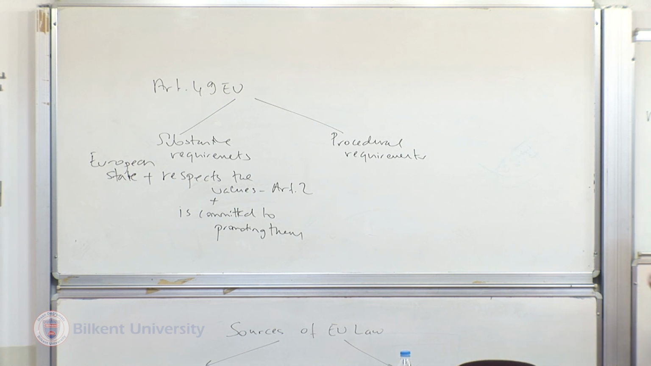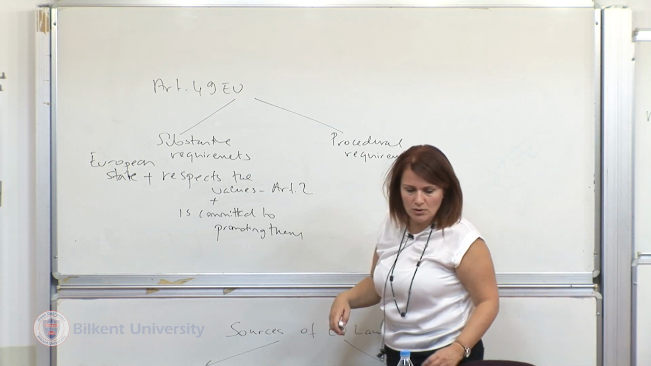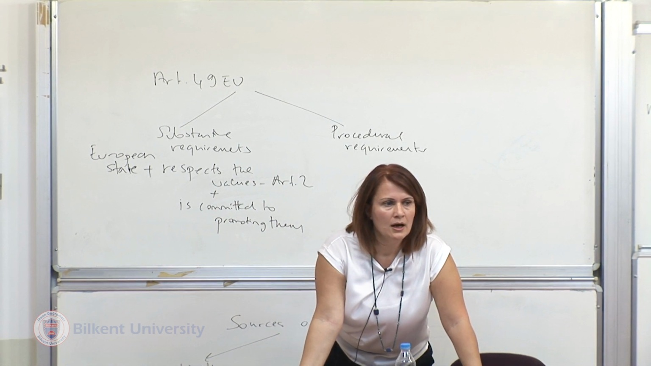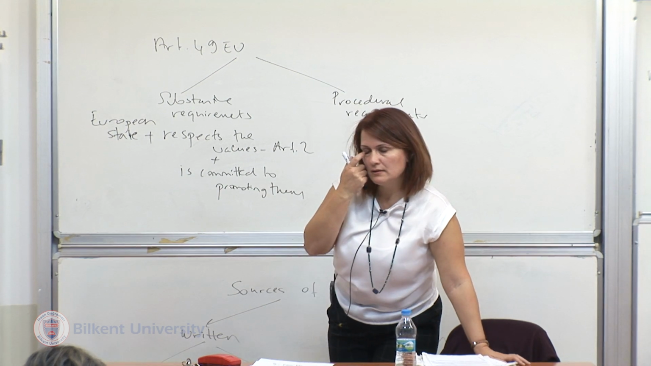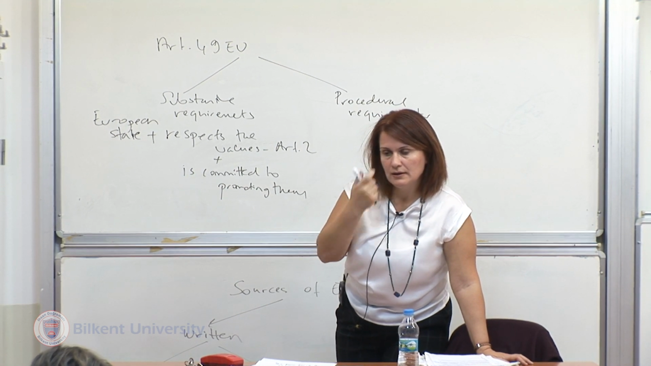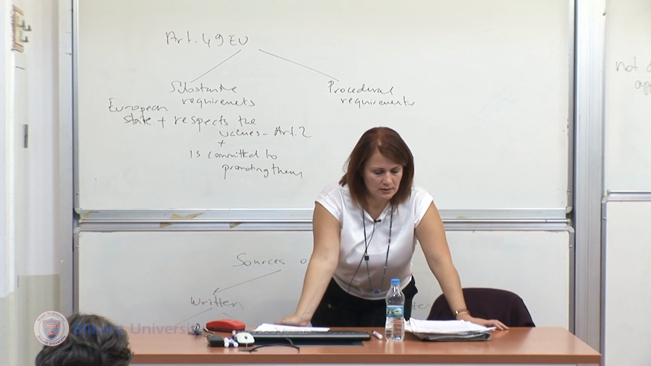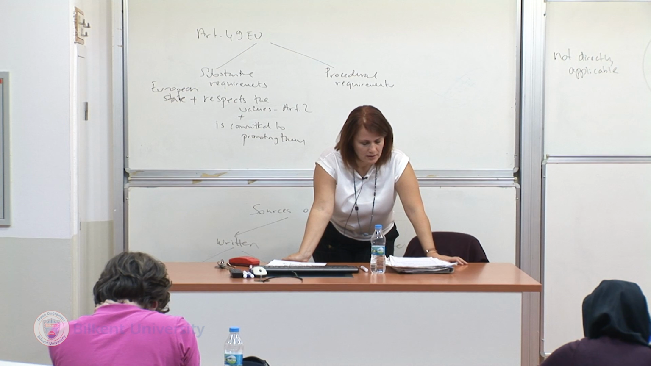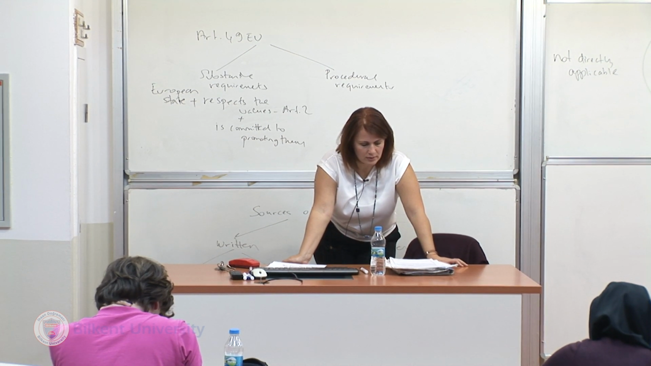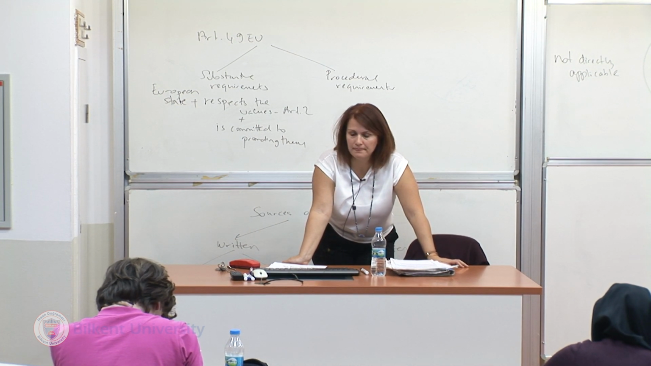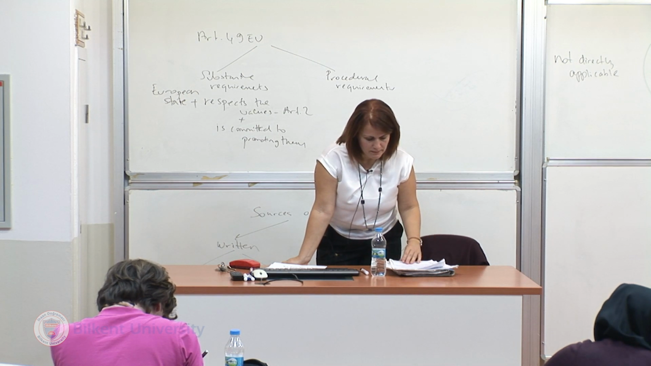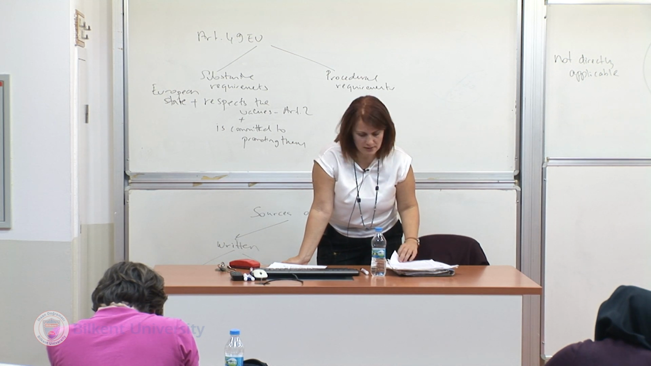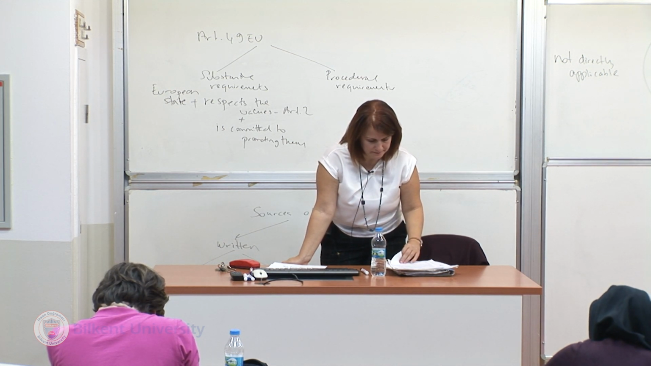The values as provided under Article 2 of the treaty are the following: human dignity, equality, democracy, rule of law, freedom, respect for human rights, including the rights of minorities.